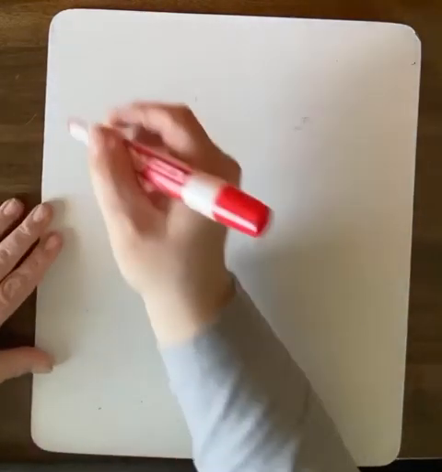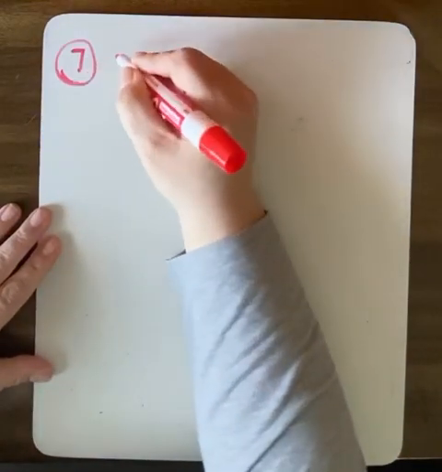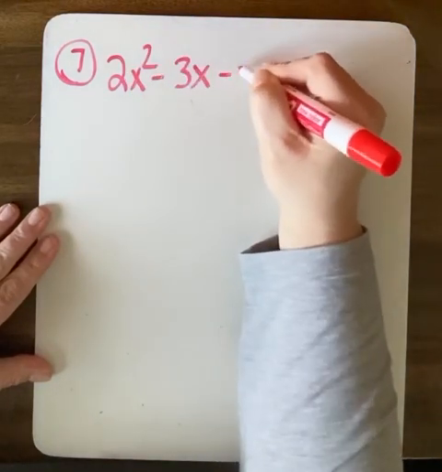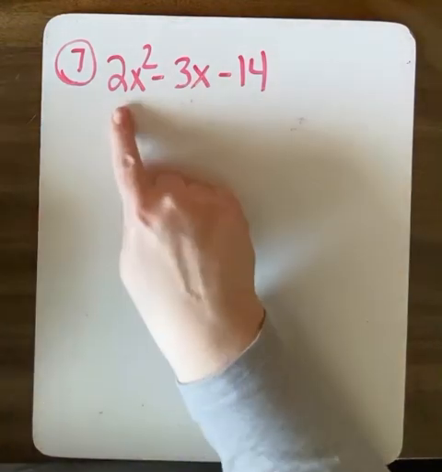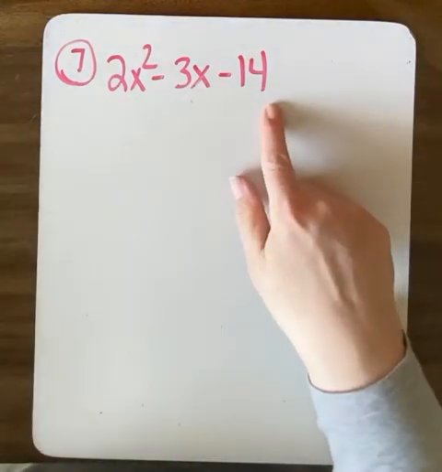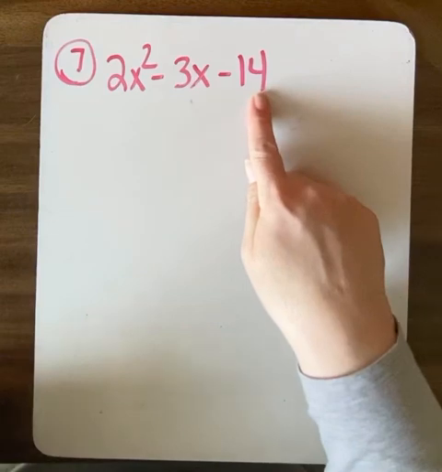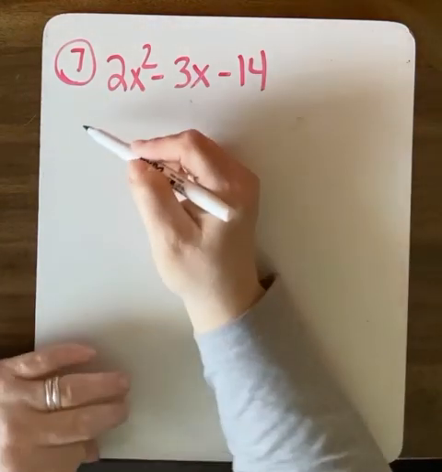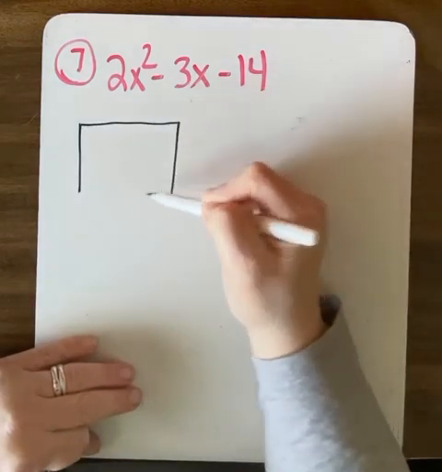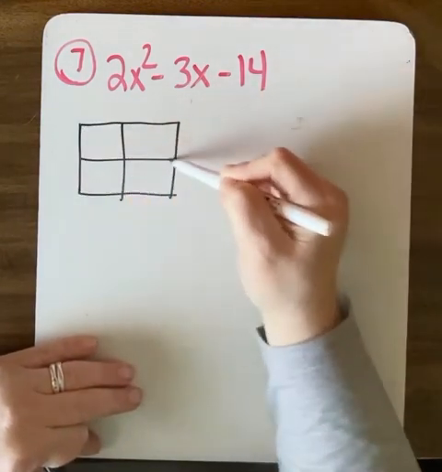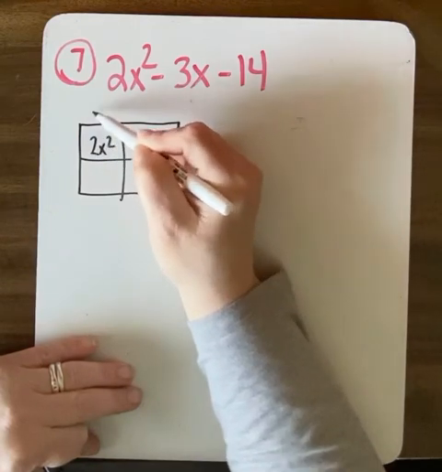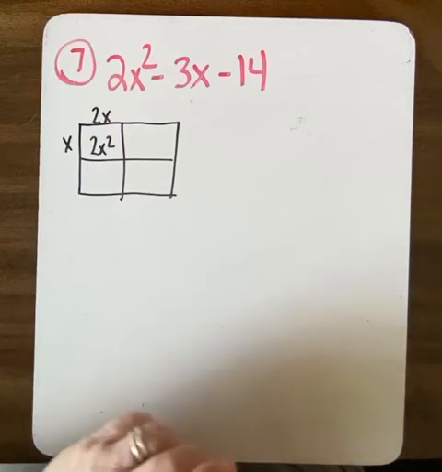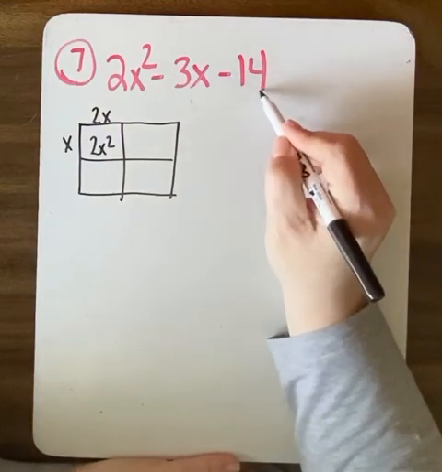If we look at number 7, it is 2x squared minus 3x minus 14. So no greatest common factor, but it is a 1, 2, 3 term trinomial. Our a value does not equal 1, so I am going to have to think through this problem. 2x squared can only come from 2x times x. But this time, I have a negative c value.